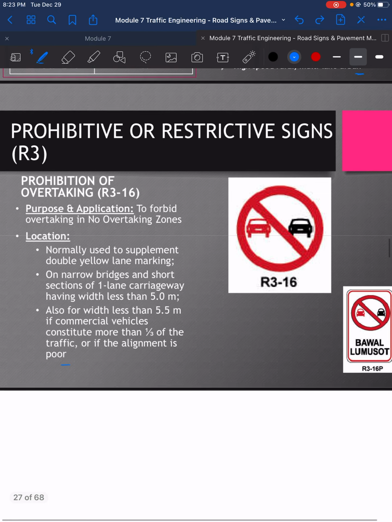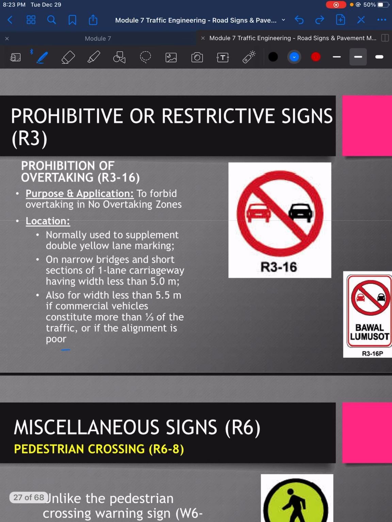So the prohibition of overtaking, that is R3-16. Purpose and application: to forbid overtaking in no overtaking zones. Location: normally used to supplement double yellow lane marking on narrow bridges and short sections of one-lane carriageway having width less than 5 meters. So pinagbabawal na ang pag-o-overtake kapag yung carriageway, o yung nasimentong parte ng kalsada, o yung part na dinadaanan ng sasakyan, is less than 5 meters. So, bawal nang mag-overtake doon.